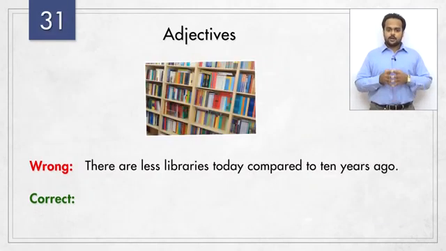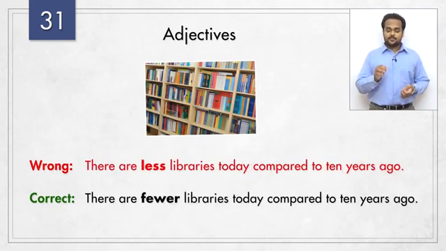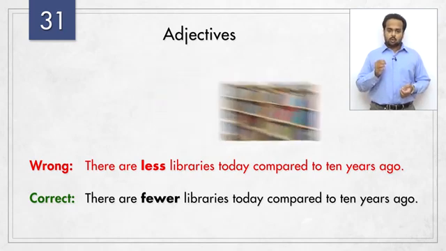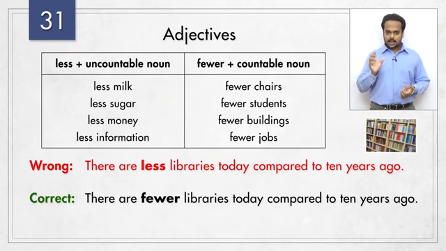Next one, there are less libraries today compared to 10 years ago. This error is made even by native speakers of English. This should be, there are fewer libraries today compared to 10 years ago. The word less is used with uncountable nouns. So you can say less milk, less sugar, less money, less information, etc. But with countable nouns, you need to use fewer. Fewer chairs, fewer students, fewer buildings, fewer jobs, and so on.